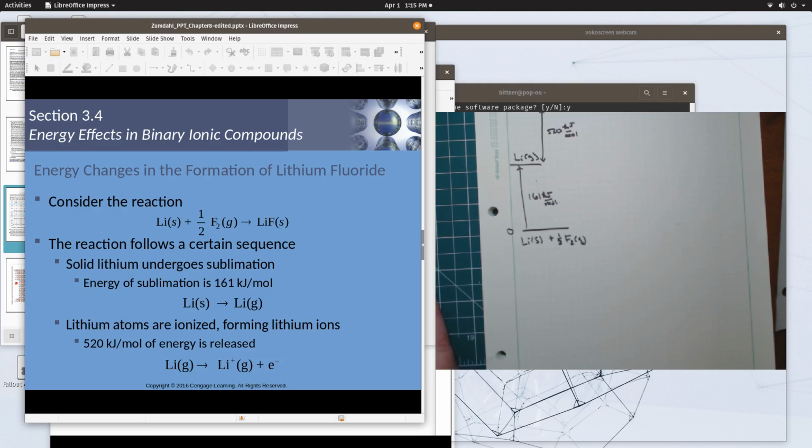You put energy in. Again, you're going from a bound lithium ion to dissociate it, and that requires 520 kilojoules per mole. It's not a downhill process. That's an uphill process. So there's an error. The notes are in error. Caveat emptor.